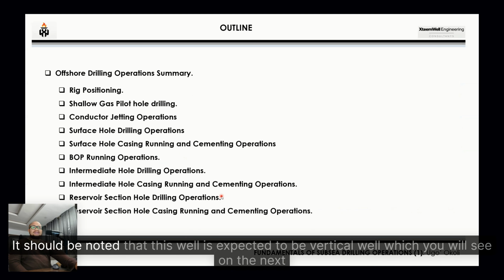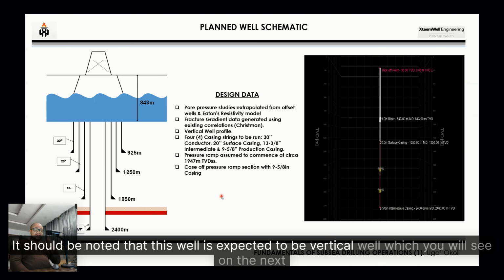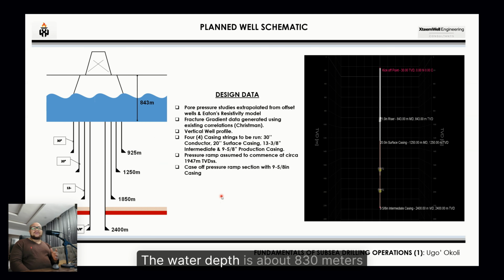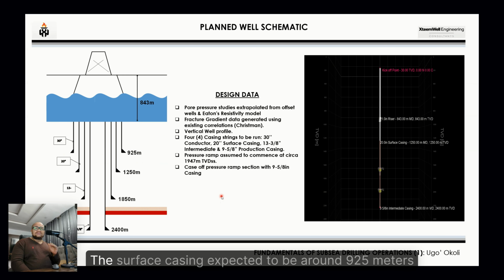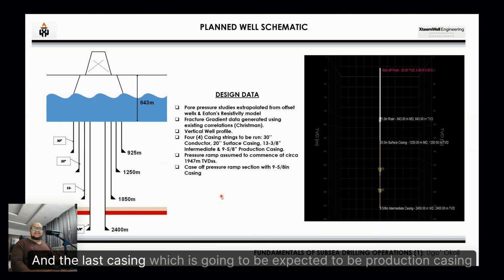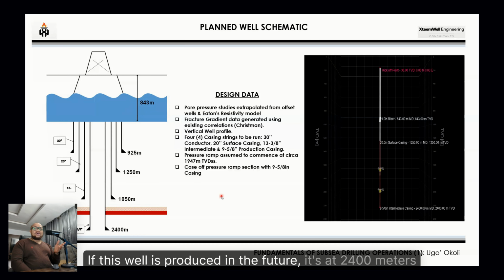It should be noted that this well is a vertical well, which you will see on the next slide. The water depth is about 830 meters with elevation 843. The surface casing is expected to be at around 25 meters, and the last casing, which is expected to be the production casing if this well is produced in the future, is at 2400 meters.